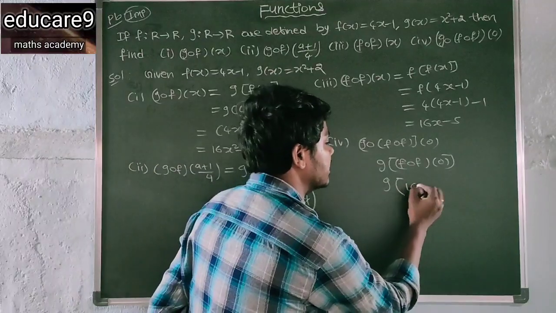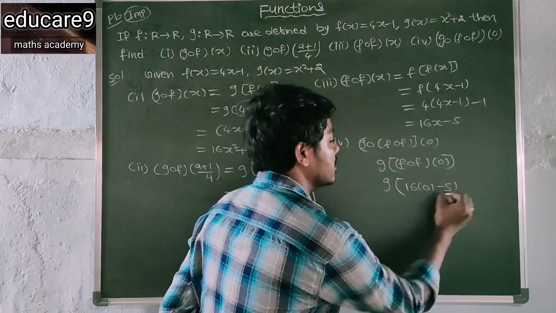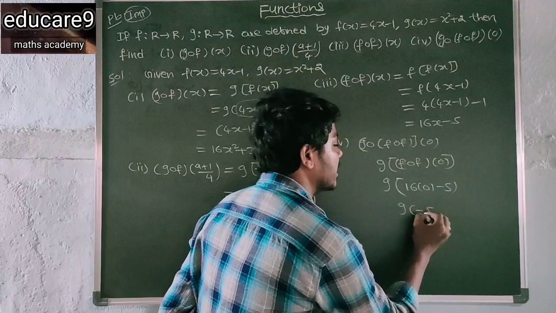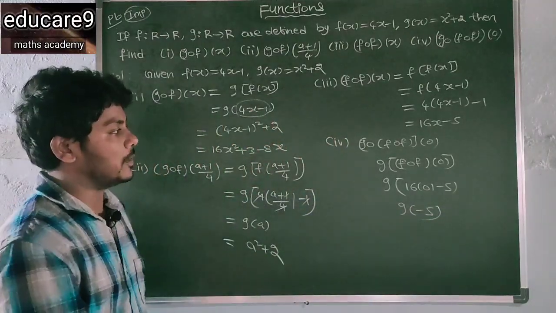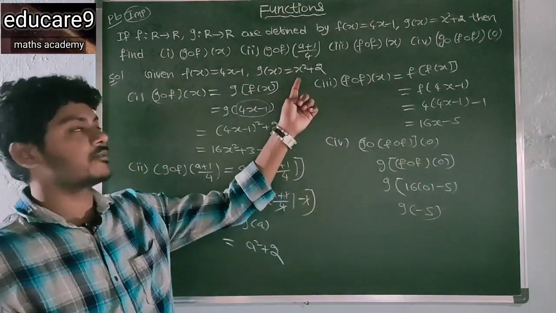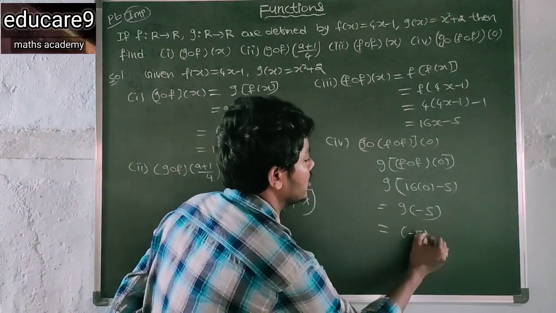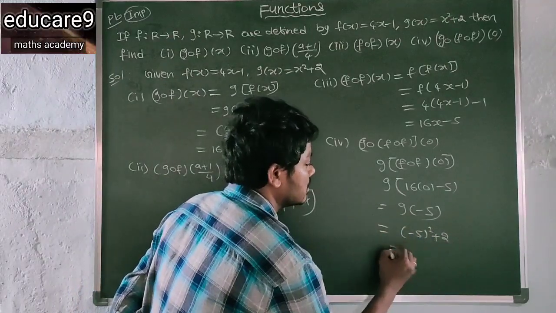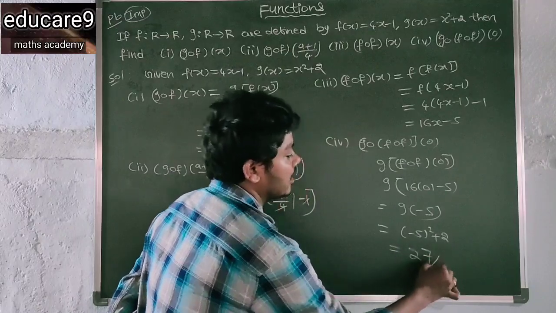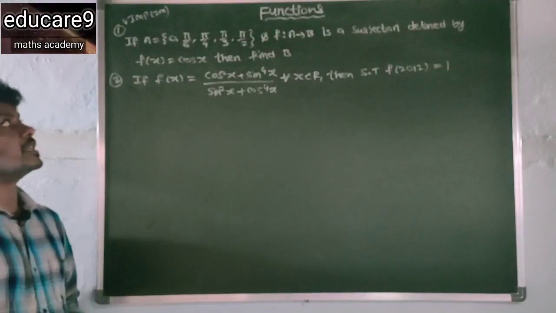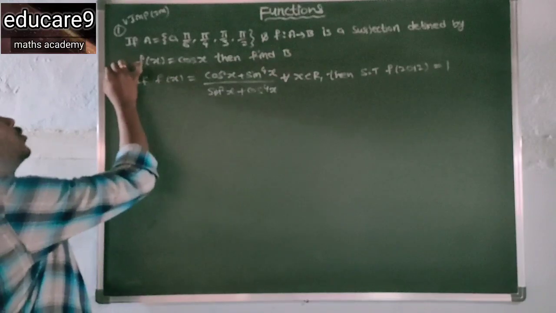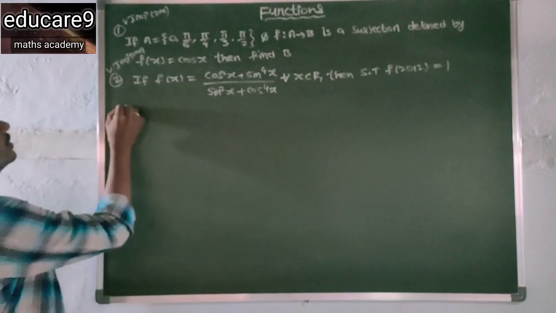You get 16 into 0 minus 5. This is what? g of minus 5. So replace x by minus 5. So you get minus 5 whole square plus 2. This is 27. Okay. So see our next problems. These are 2 marks problems. So first one.